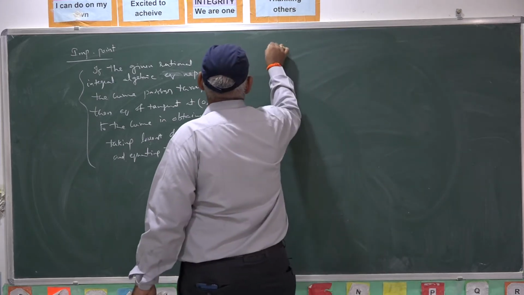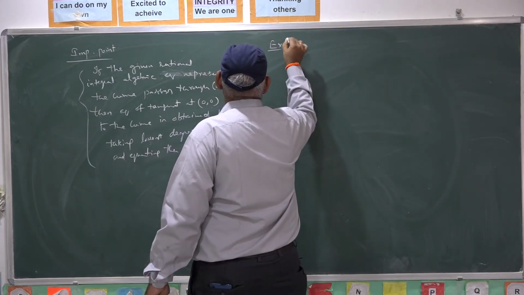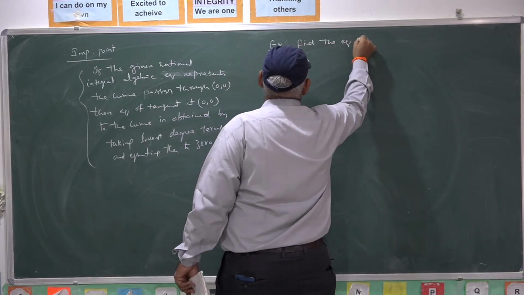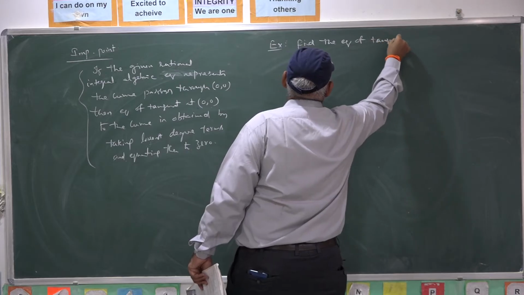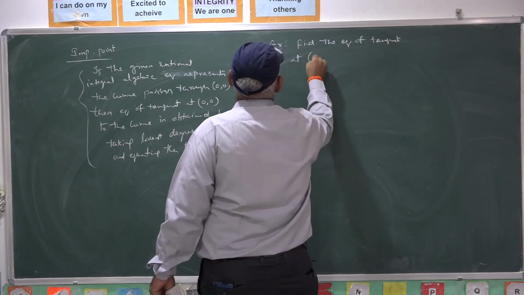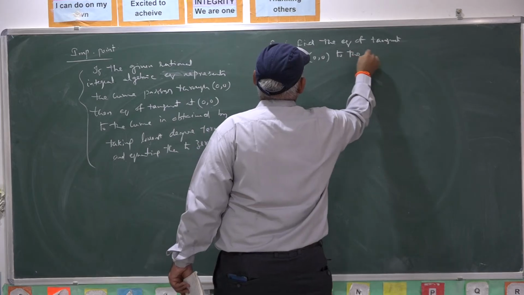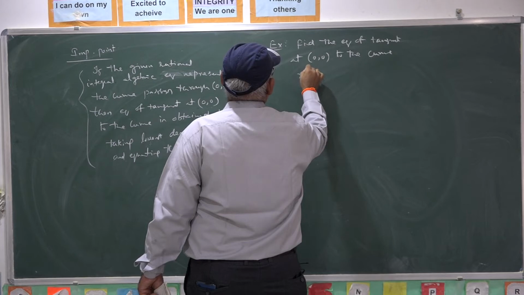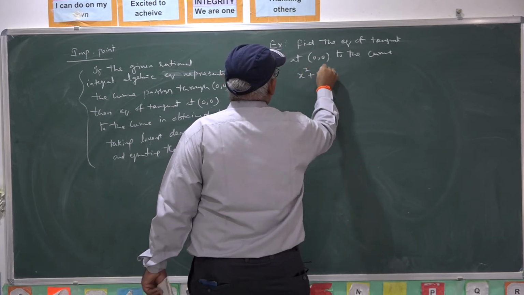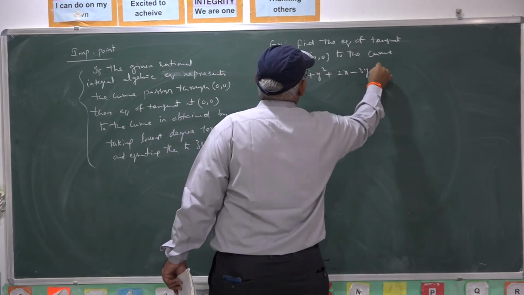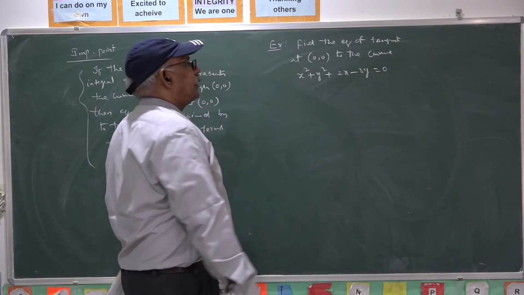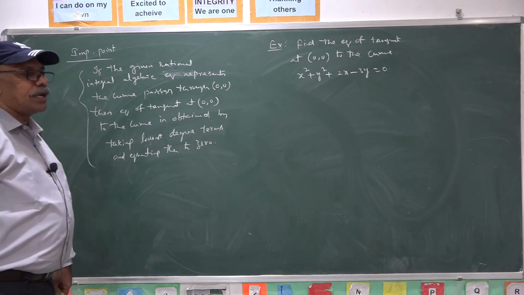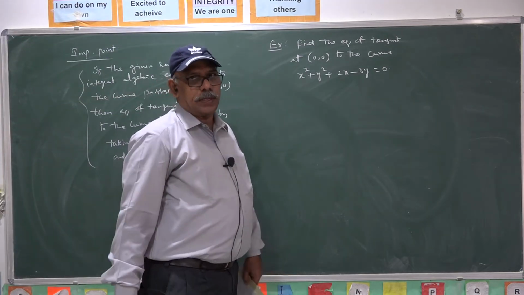For example, I will give an example. Find the equation of tangent at origin to the curve, suppose x square plus y square plus 2x minus 3y equal to 0. Find the equation of tangent at 0, 0 to the curve x square plus y square plus 2x minus 3y equal to 0.